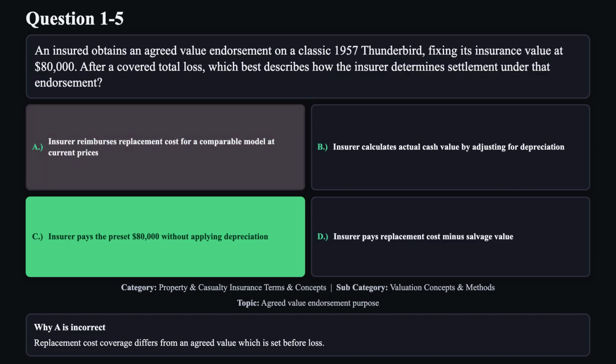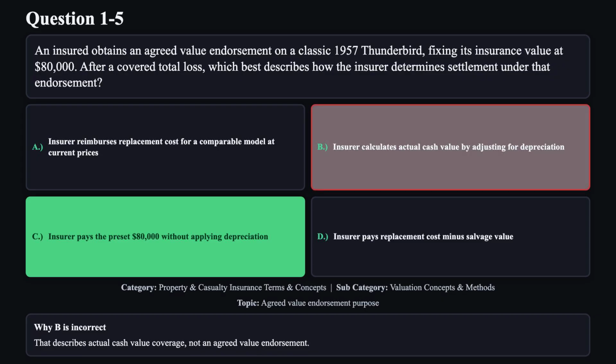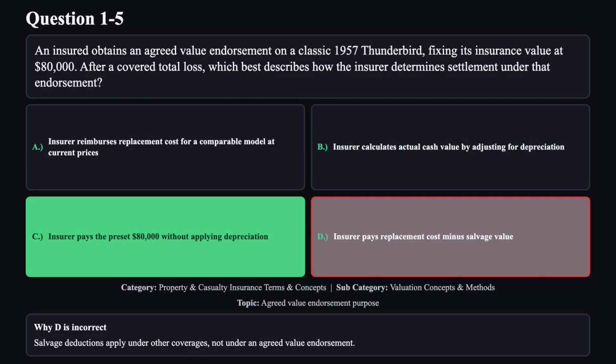Replacement cost coverage differs from an agreed value which is set before a loss. Reason B is not correct. That describes actual cash value coverage, not an agreed value endorsement. Reason D is not correct. Salvage deductions apply under other coverages, not under an agreed value endorsement.